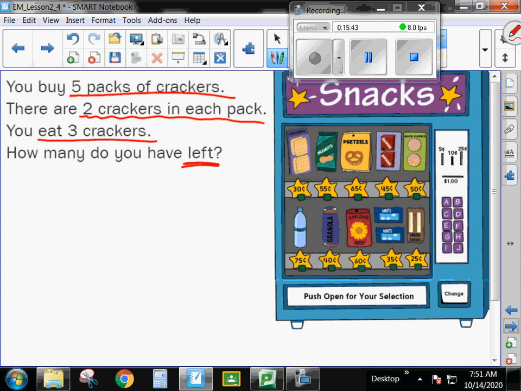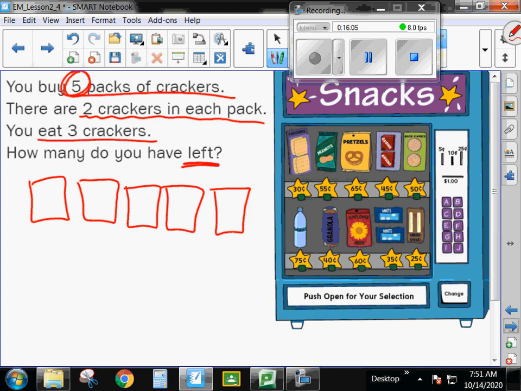So let's look at this problem again. You buy 5 packs of crackers. Okay. Now this time it's not about the money. This time it's about how many crackers are in there. Okay, so we don't even have to worry about the money. We buy 5 packs of crackers and it says there's 2 crackers in each pack. If I just start drawing a picture of that, remember, draw a picture if you're not sure what to do. I have 5 packs of crackers. There's 2 crackers in each pack.